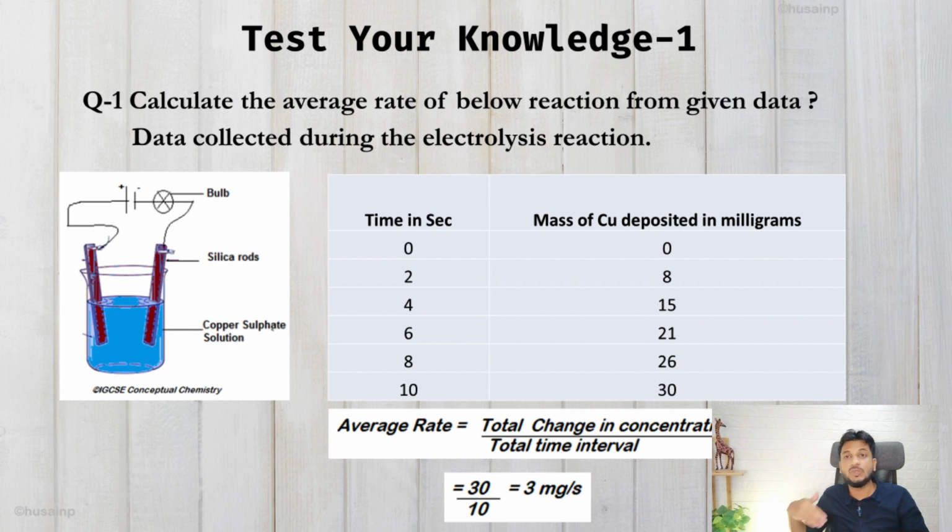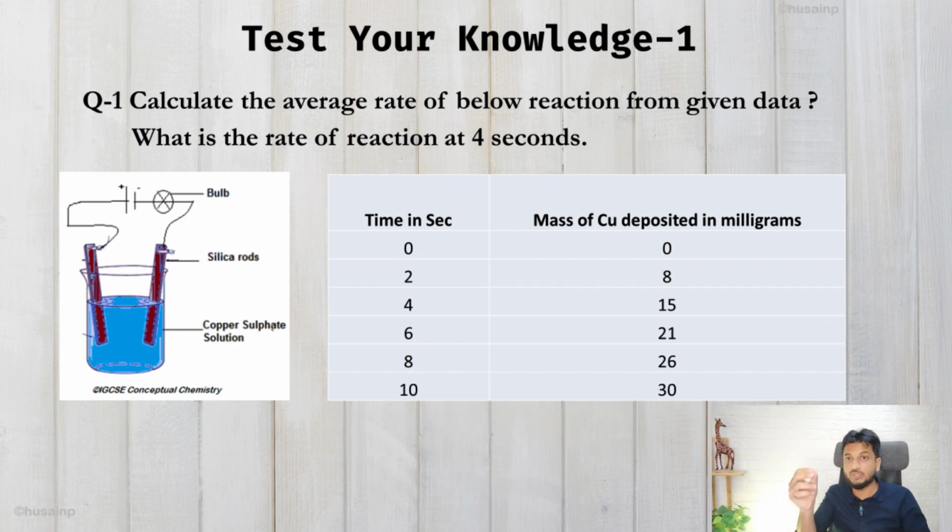Similarly, guys, they can ask you the instantaneous rate, which is at a particular instant. For example, what is the rate of the reaction at time 4 seconds? You can try this on your own. You have to calculate that. Take the amount from 0 to 15 because that's the amount for 4, and then divide it over time, which is 4. So that way you can get the rate, which will be around 3.